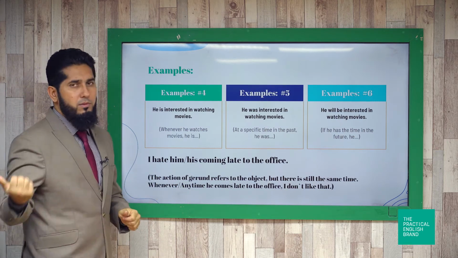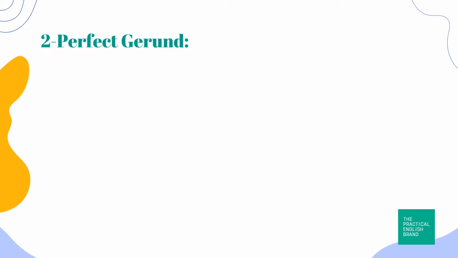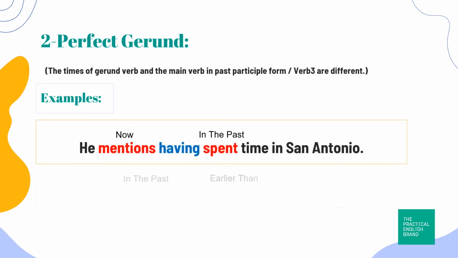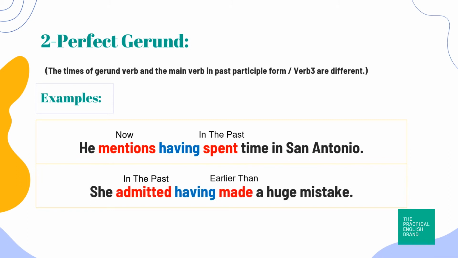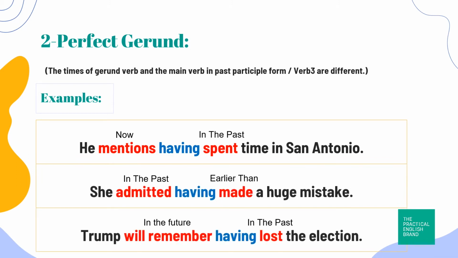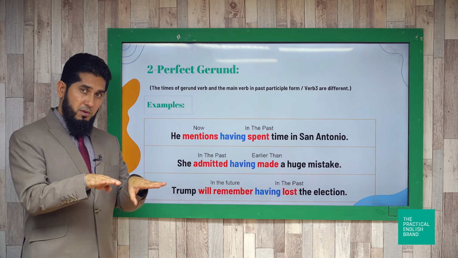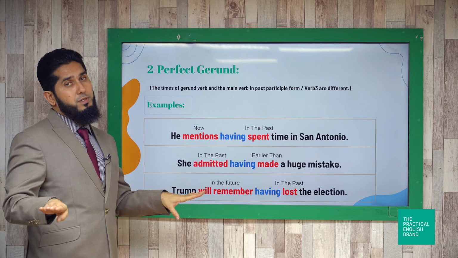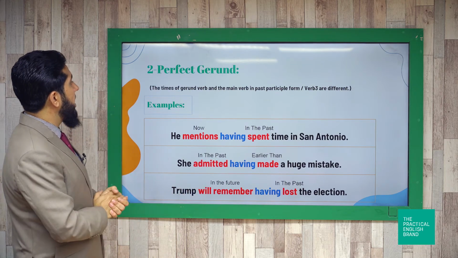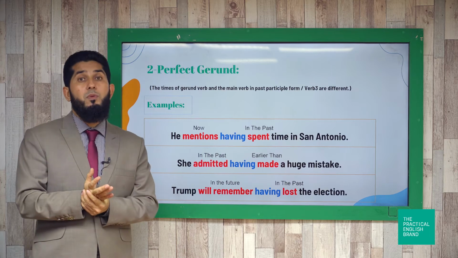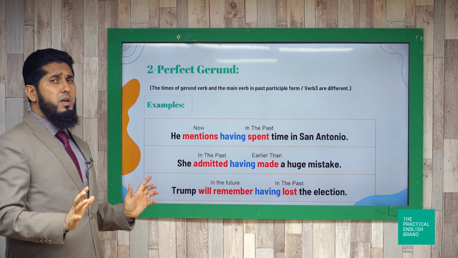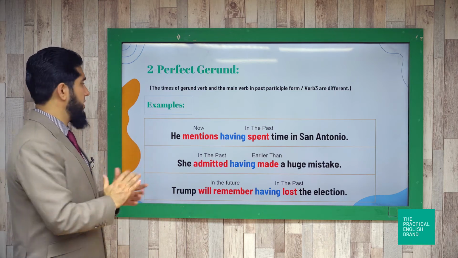So now we're gonna move to the next slide, and I'll show you the differences over here. You already know that if it's a simple gerund form, the times of both the gerund itself and the main verb are the same. But when it comes to perfect gerund, the times are different. It says here the times of the gerund verb and the main verb in past participle form are different. Actually the whole structures are different, but the times are different.